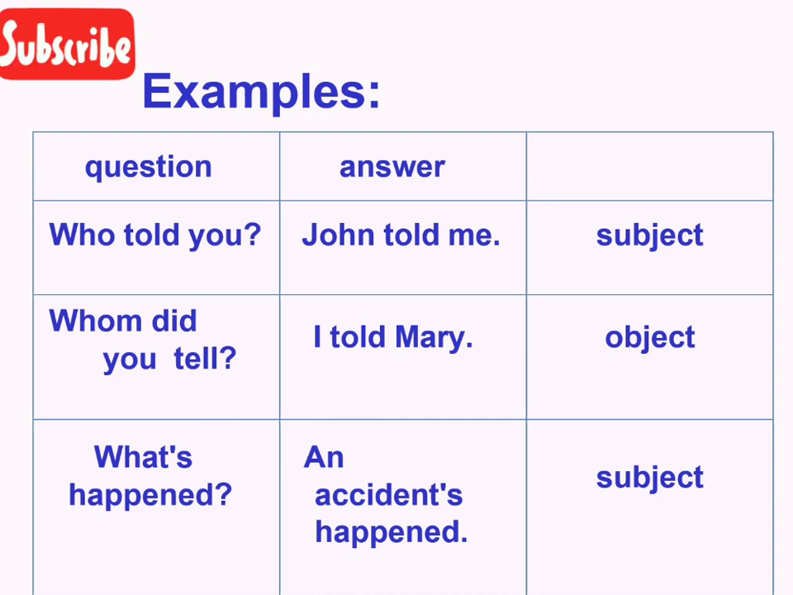So here I am talking about Mary. Mary is the object in the sentence. So for Mary I have used the interrogative pronoun whom. What's happened? An accident has happened. So here also we are talking about the subject. In this case, for the thing we have used what. So these are the few ways in which the interrogative pronouns are used whenever you are asking questions in the sentences.